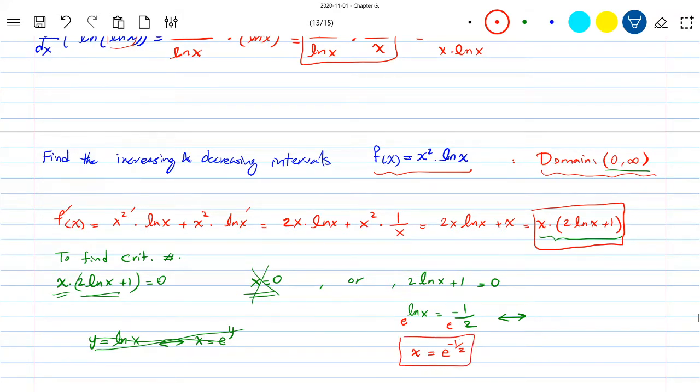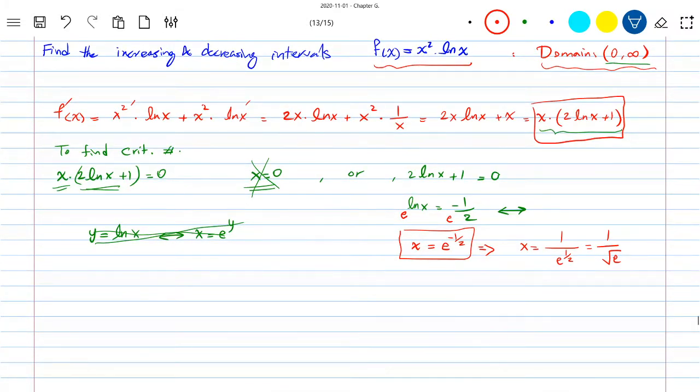It may look complicated, but let me simplify it. E to the negative 1/2 is the same as 1 divided by e to the positive 1/2. And what is e to the power 1/2? It's the square root of e. So we found the x value for the critical number. It's 1 divided by square root of e.